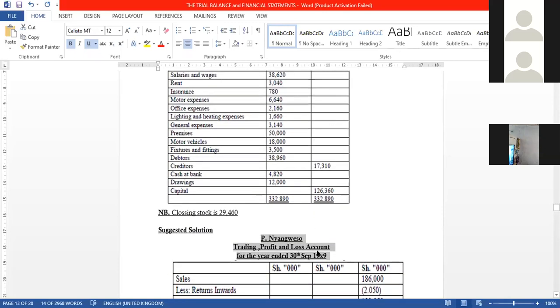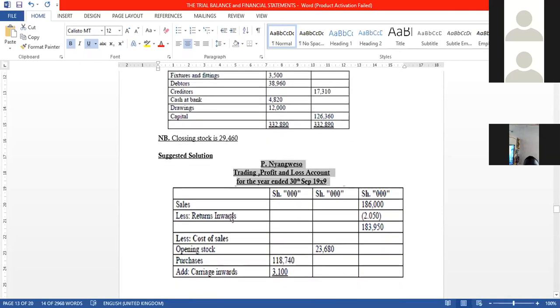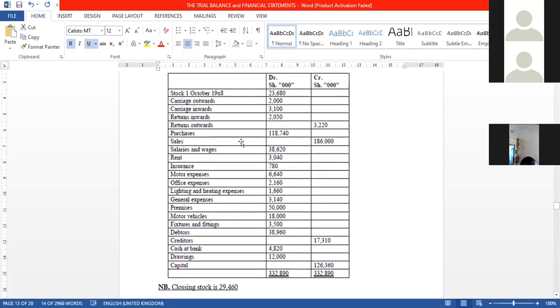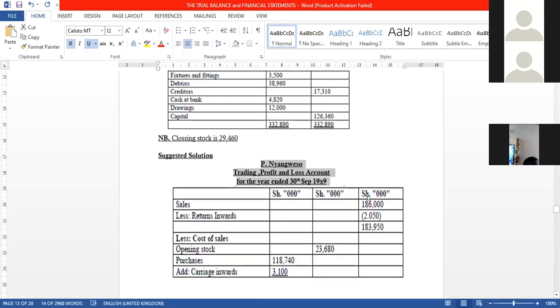What is the next item that we talked about? We less return inwards, or sales return. Do we have sales return in our figures? Yes, it is here, return inwards. That is 2050. So we less 2050: 186 minus 2050, we get 183,950. That one we call net sales. The next thing is we deal with the cost of sales part. The cost of sales part starts with the opening stock. And what is the amount of the opening stock?